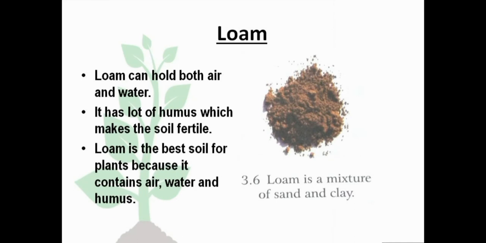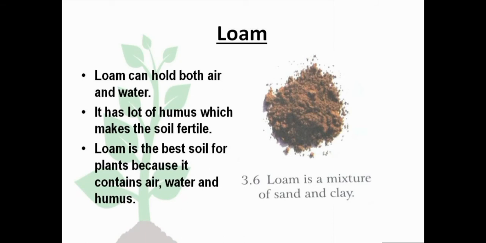The last soil is loam. Loam is a mixture of sand and clay. So loam can hold both air and water. It has a lot of humus, which makes the soil fertile. That's why the best soil for plants is loam, because it contains air, water and humus.